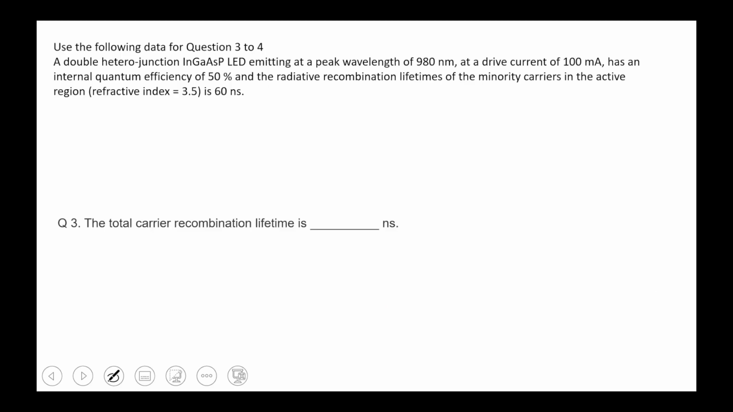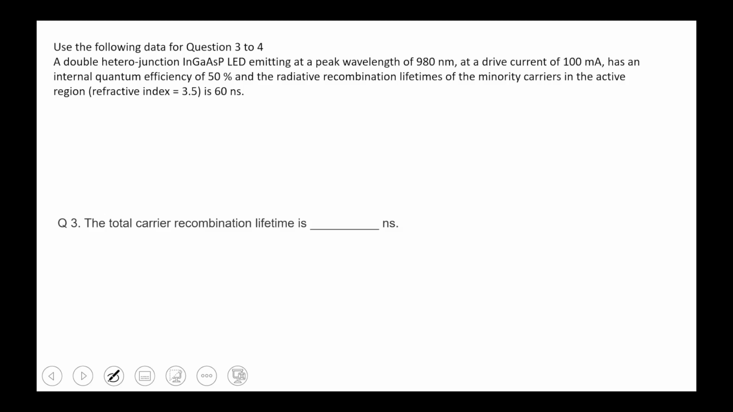Okay. In assignment 3 quiz 2 some data is missing, so I have put this data here. A double heterojunction indium gallium arsenide phosphide LED emits a peak wavelength of 980 nanometer at a drive current of 100 microampere, has an internal quantum efficiency of 50%, and the radiative recombination lifetime of the minority carrier in the active region is 60 nanosecond. Find the total carrier recombination lifetime in nanosecond.